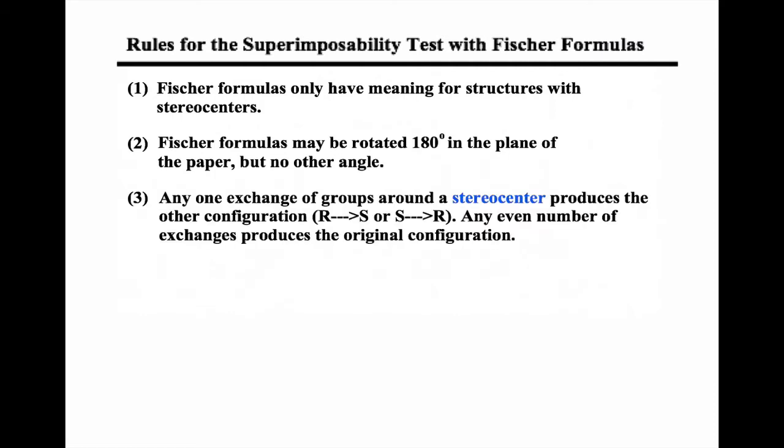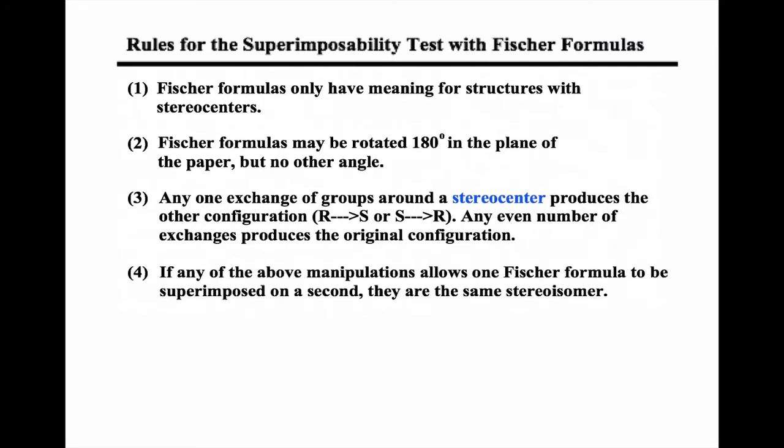Okay. Any one exchange of groups around a stereocenter produces the other configuration. So if you have R in the Fischer projection, if you switch the 2 groups on the horizontal or the vertical, you would end up with the S. Okay, and so any even number of exchanges produces the original configuration. So if I take the horizontal ones and I switch them and then I switch them again, I'm back where I started. That is basically what this is.